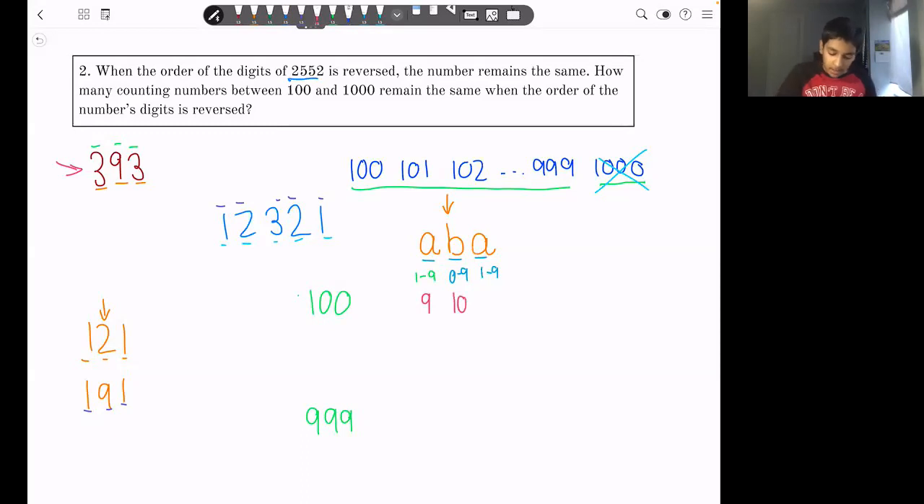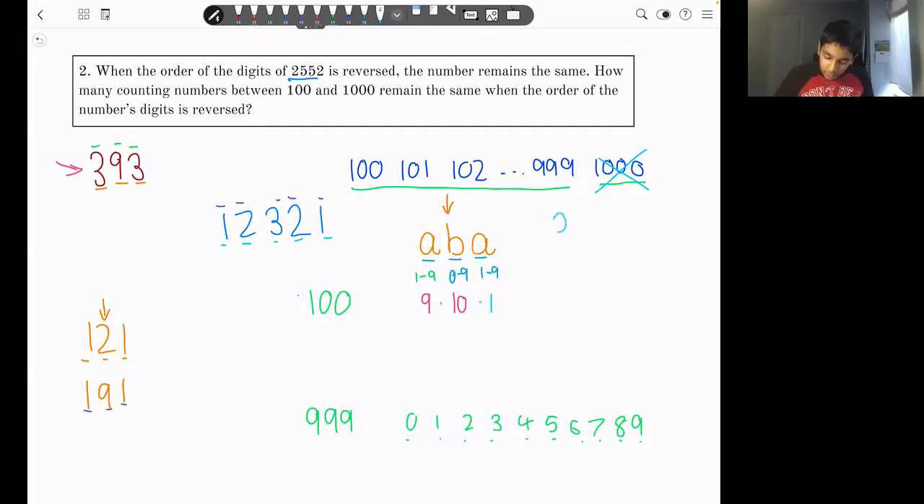Okay, let me explain. A has 9 choices. B can be anything from 0 to 9, so 0, 1, 2, 3, 4, 5, 6, 7, 8, 9. That's 10 choices. But then the last digit has to be the same as A. So there's only one choice, right? Because it has to be the same as A.